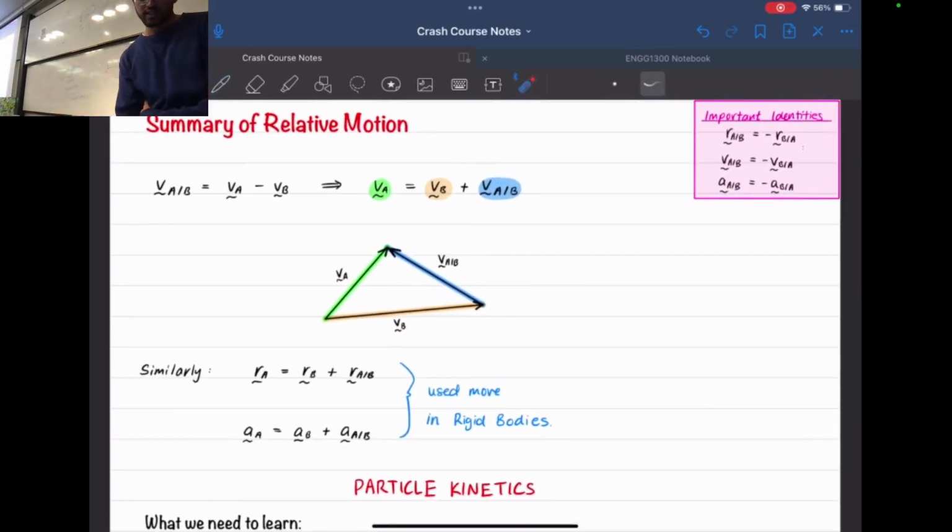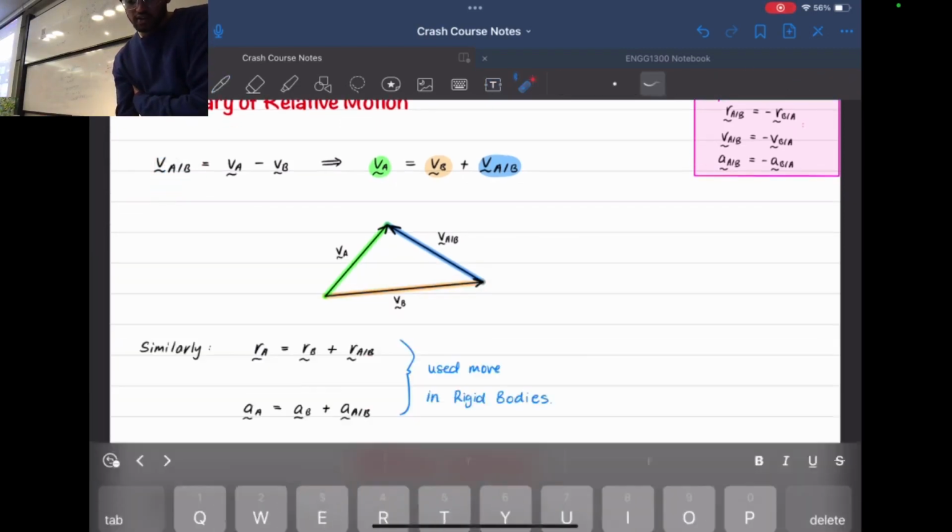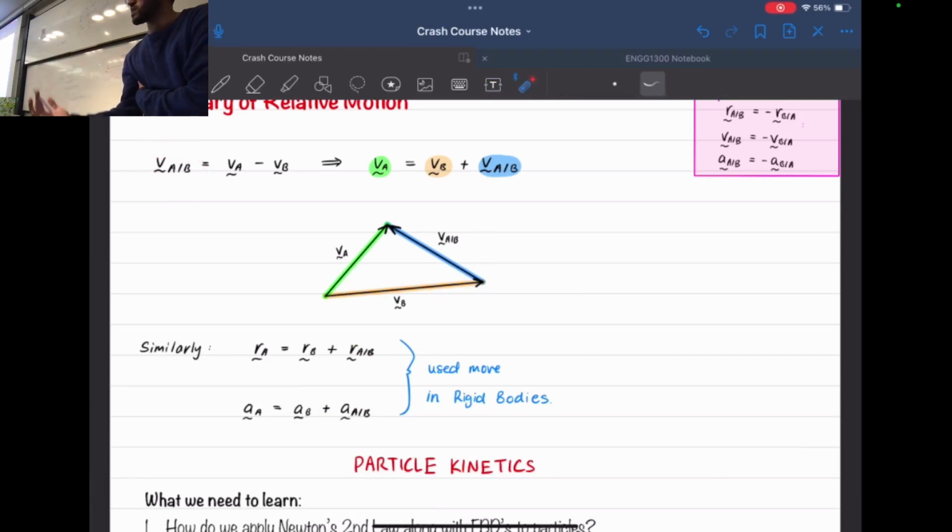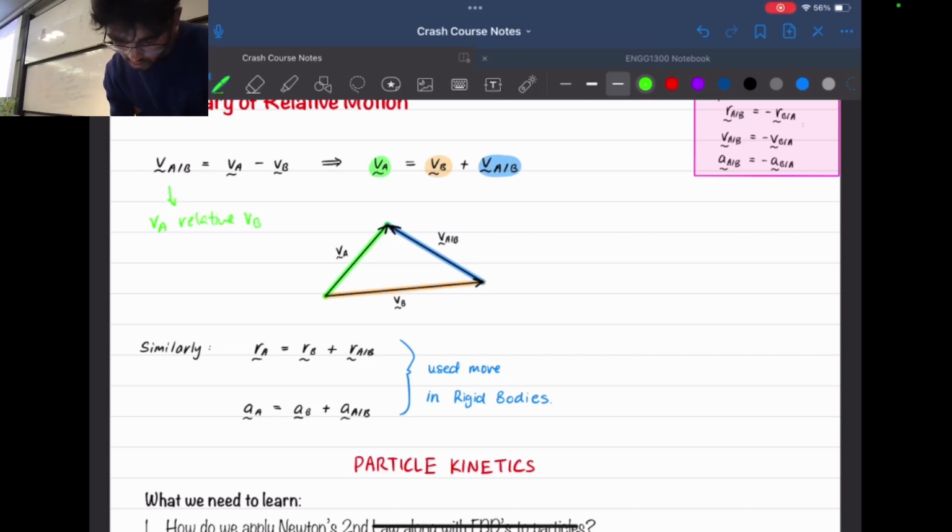So there's a key formula for relative motion. In relative motion, I usually like to work with vectors. It makes it a bit easier to understand. So we can say the velocity of A relative to B, which is given by this formula, VA minus VB. And as you can see from the diagram that I've drawn here, it's pretty much just VB plus the velocity of A relative to B.